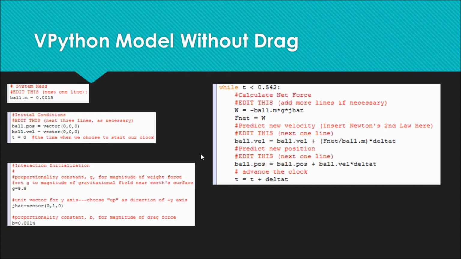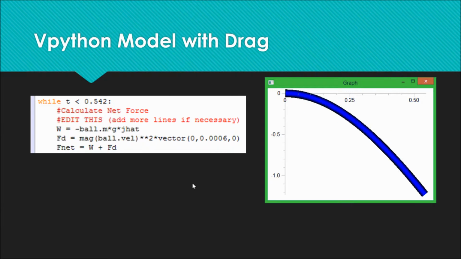In this picture right here, the net force does not account for drag force, assuming the object falls further than usual. That problem is fixed in the next model. In this model, drag is accounted for and the graph is more accurate.